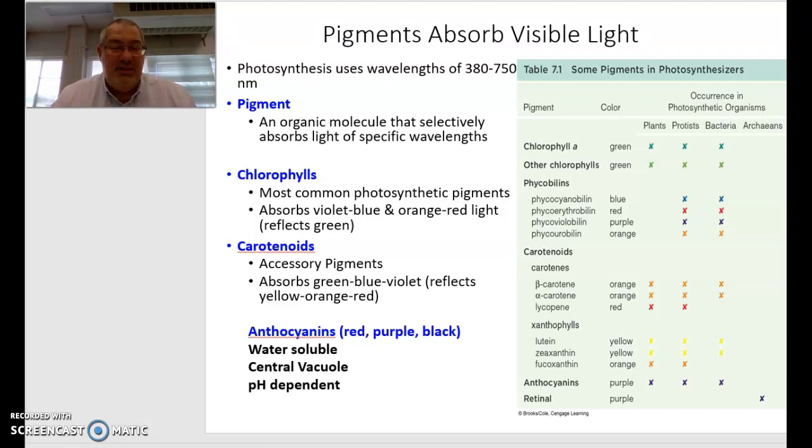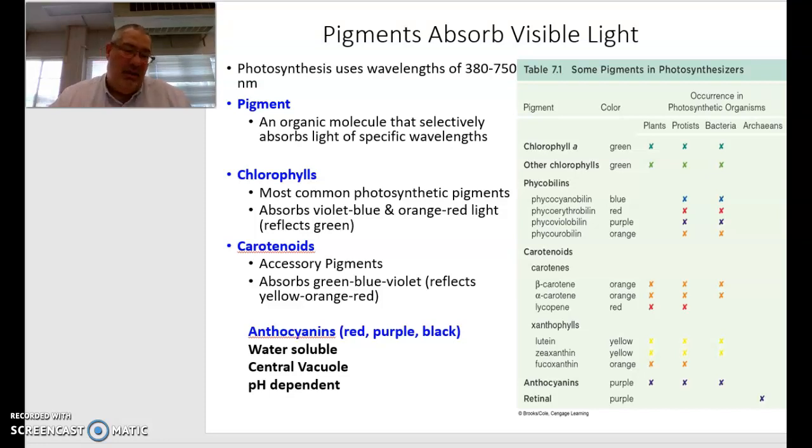Chlorophyll A is considered the pigment of photosynthesis. Carotenoids tend to be observed by us as yellow, orange, or red, and they tend to absorb light that is blue, green, and purple. The third group of pigments that I listed on this slide, anthocyanins, are found in the vacuole. They are water-soluble. Chlorophylls and carotenoids are not water-soluble. They're fat-soluble. They're found in the phospholipid bilayer membrane of the thylakoid. Anthocyanins are water-soluble. They're found in the vacuole.